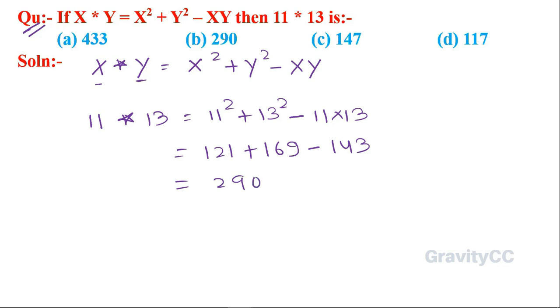So equal to 290 minus 143. So is equal to 147. Answer. So option C is the correct answer.